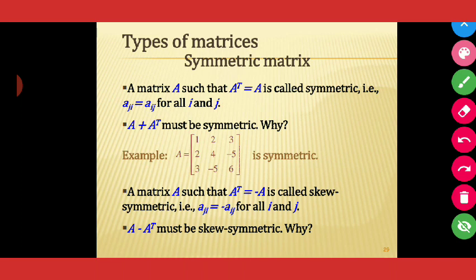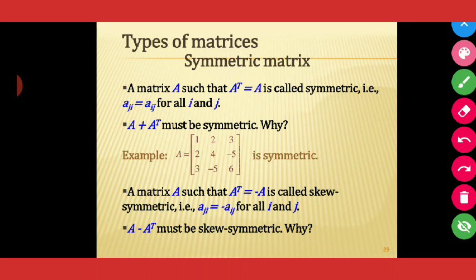Now a question for you: is A plus A transpose must be symmetric? Will adding a matrix and its transpose give a symmetric matrix or not? Let's see. You have to check by taking this example.